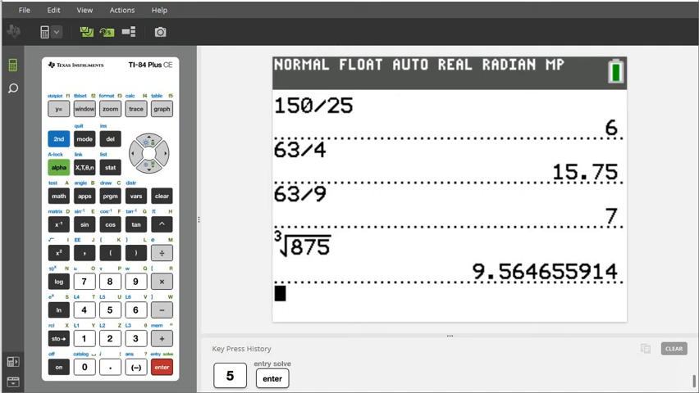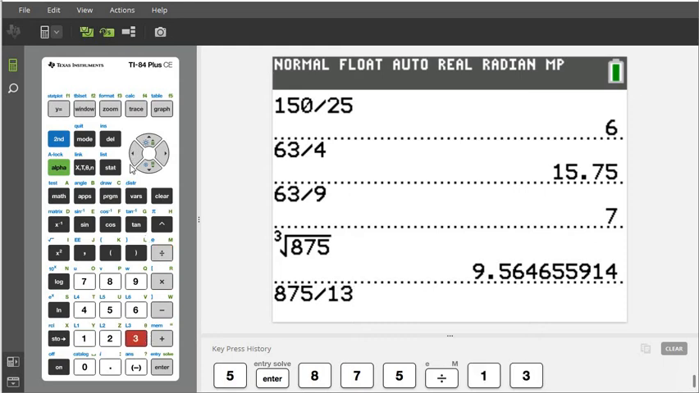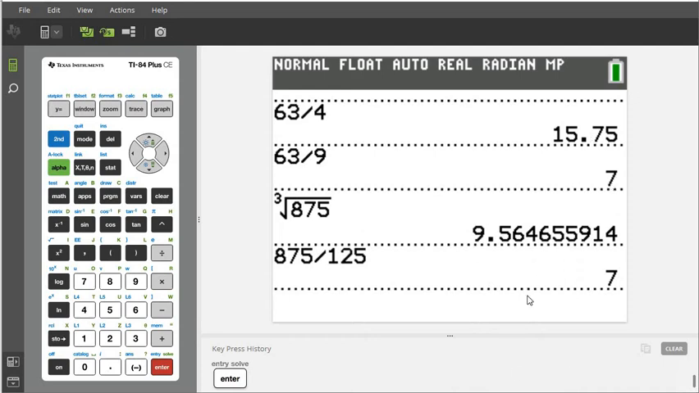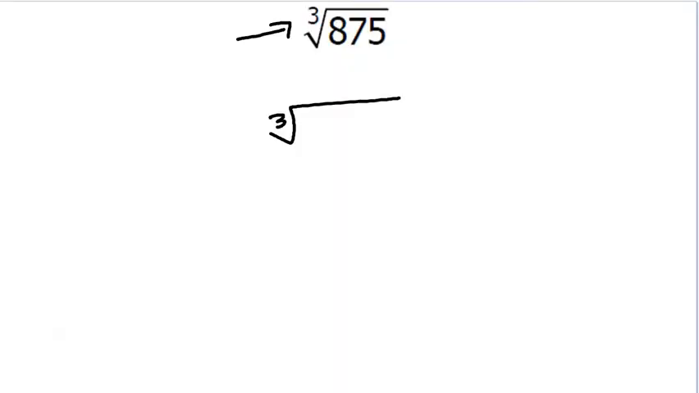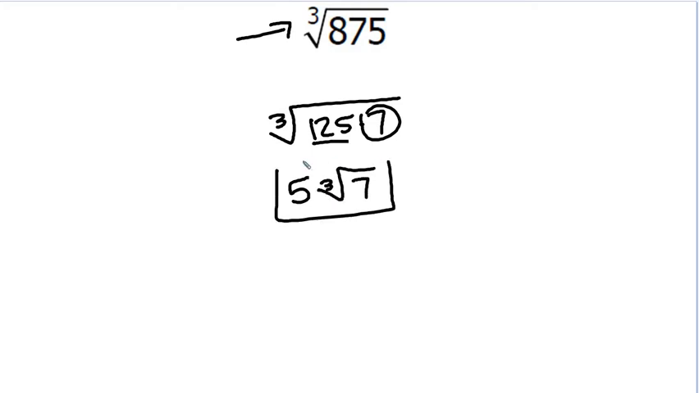Okay, so we need to figure out what perfect cube is in 875. So again, if it ends in that 5, I'm likely going to try the 125 first. So I have 875 divided by 125. And that again gives me that prime 7, so I know I have the largest perfect cube. So that gives me the cube root of 125 times 7. So this is going to come out and that has to stay in. So the cube root of 125 is 5 times the cube root of 7.